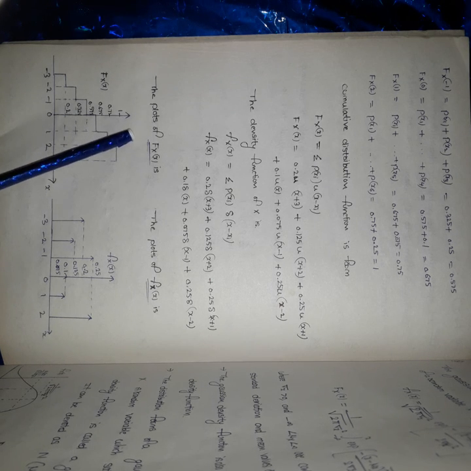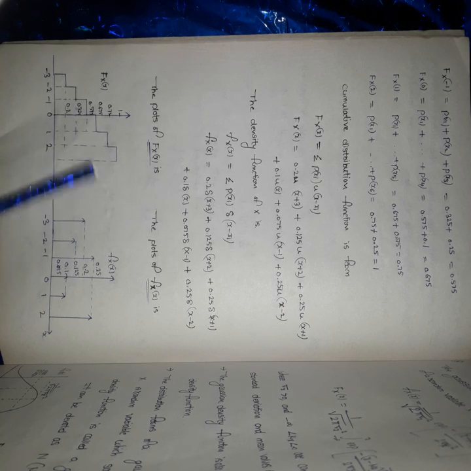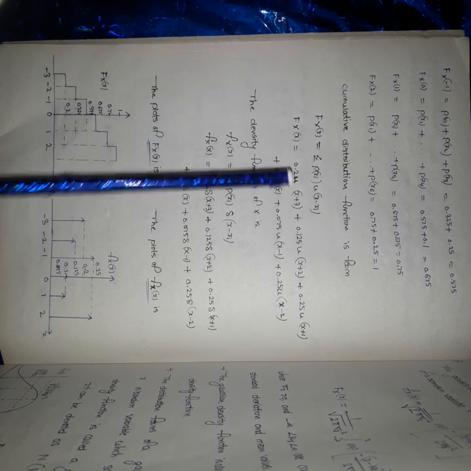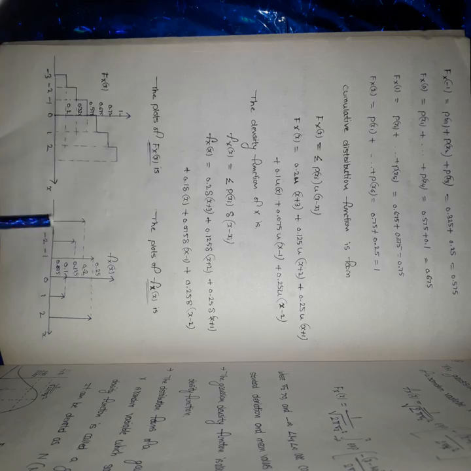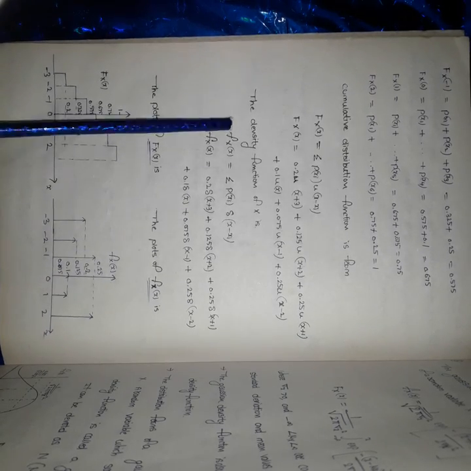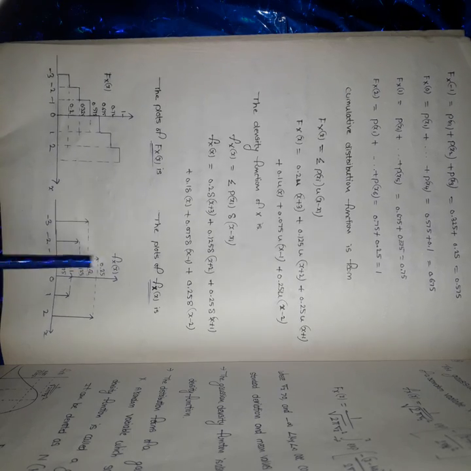Here are the plots of fx of x. Fx of x is nothing but the distribution function. Okay friends, now this function looks like this. This is a unit step function. This is an impulse function. The plot of the density function is nothing but impulse functions, and the distribution function is nothing but unit step functions. The values are like this.